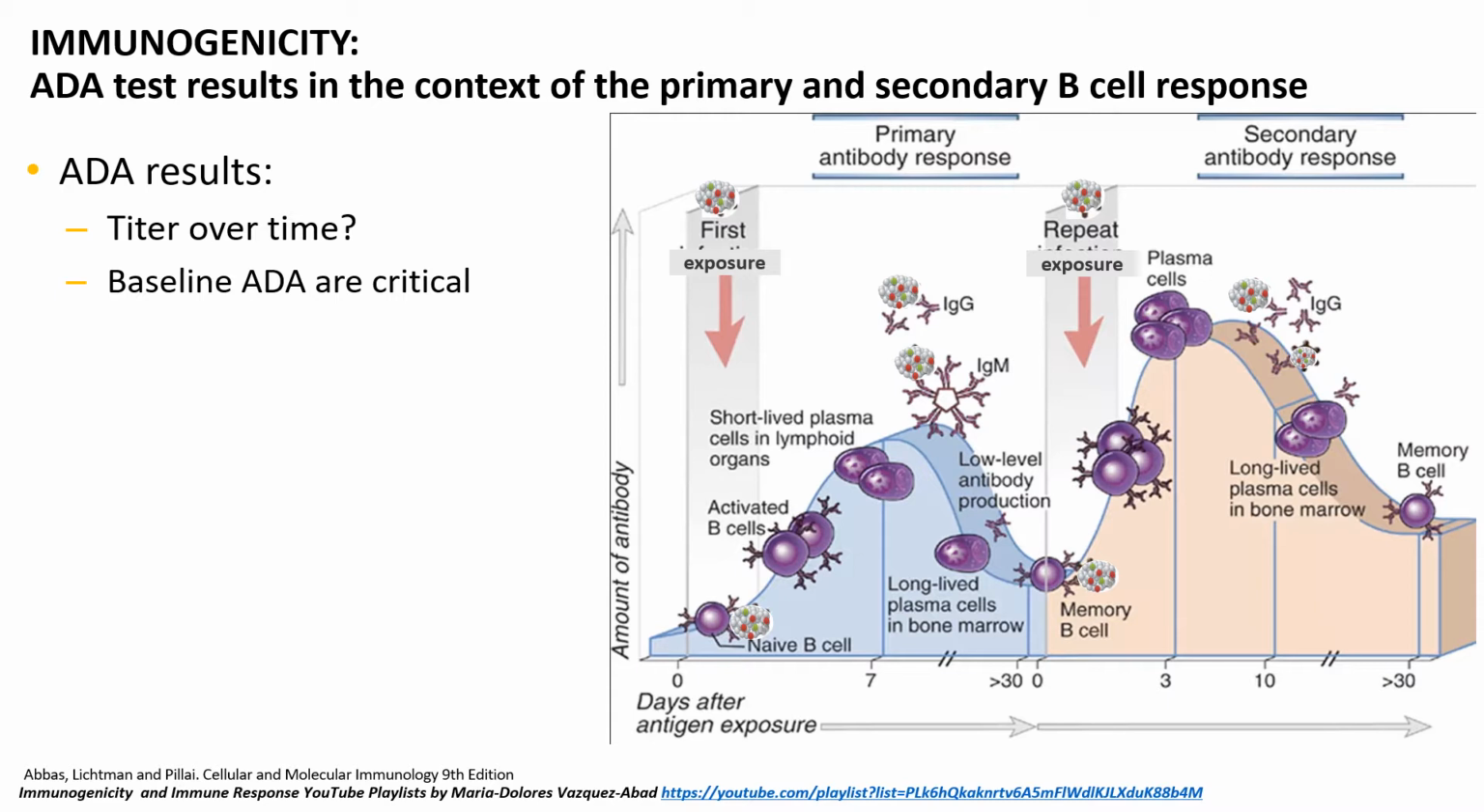If you are getting just a positive or negative, and you don't know when those samples were taken, there's very little value and there's very little you can interpret clinically from what you are being given. So this is why my commentary on antidrug antibody results for clinical interpretation is that we do need to have the anchor of titers and timing.